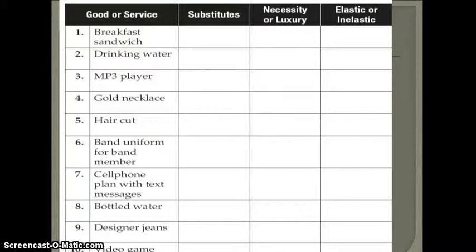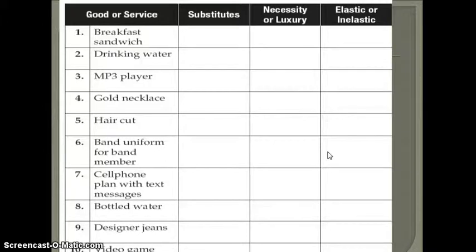This is a chart with some examples on it, and I'm just going to leave this up here for a couple minutes. I think it would be a good idea for you to look at some of these examples and think to yourself, how many substitutes are there really for this item? Is it a necessity or a luxury? And is it elastic or inelastic then? Obviously the more substitutes it has, the more of a luxury it has, the more elastic it's going to be.